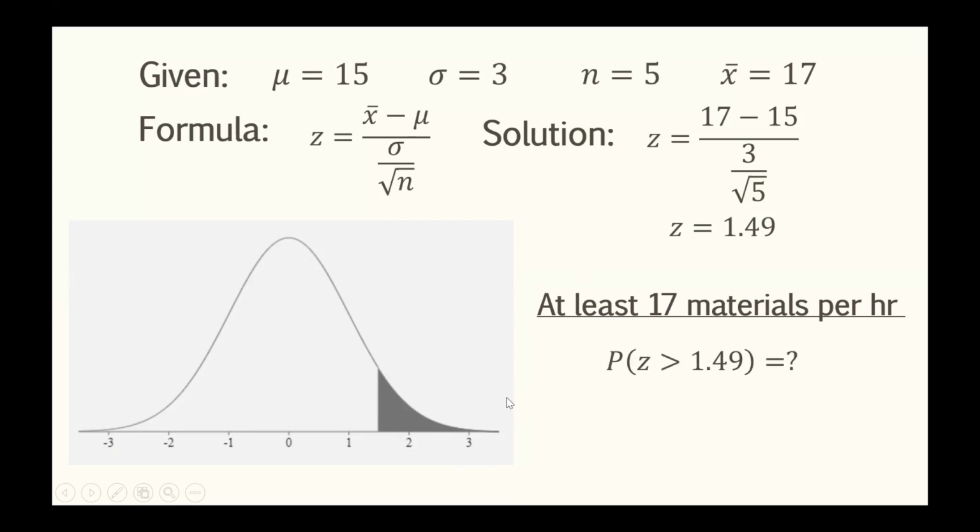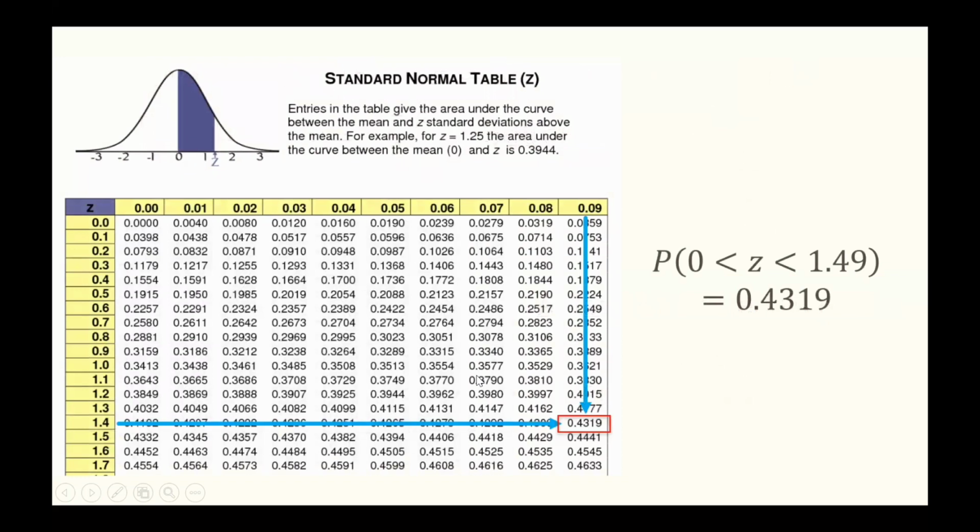So here, you're going to get the probability of z greater than 1.49. That is the shaded area. Yan yung symbol. To get that, we're going to get first the probability from 0 hanggang 1.49 that can be found in the standard normal table. So the intersection of 1.4 and 0.09 is 0.4319.